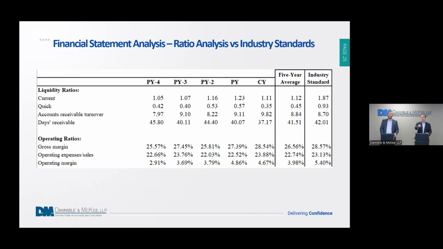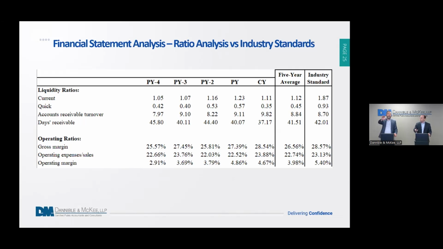You can also look at maybe days receivable, right? On a 5-year average, we're collecting on our invoices in 41 days. The industry standard is 42. We're a little bit better than the industry, but it's a good indication that everything we're doing is in line with other companies in our industry.